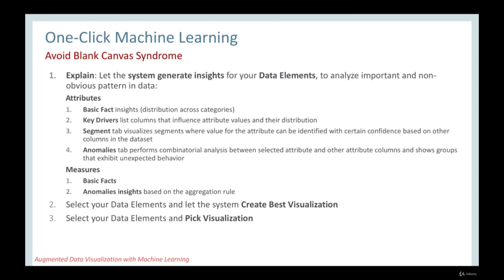So when you bring in the data set, leveraging Explain can create a first data visualization page right away with much deeper insights and hidden patterns, such as data distribution across various categories, the key drivers of the attribute or measure that you are trying to explain, identified segments, as well as anomalies in the data set. So Explain gives the power of one-click AutoML functionality to business users to not only build visualizations quickly, but build them with statistical and deeper insights, identifying hidden patterns.